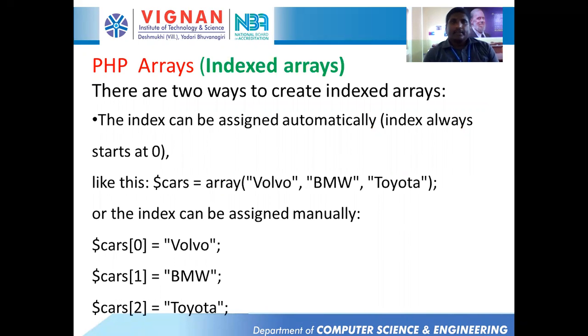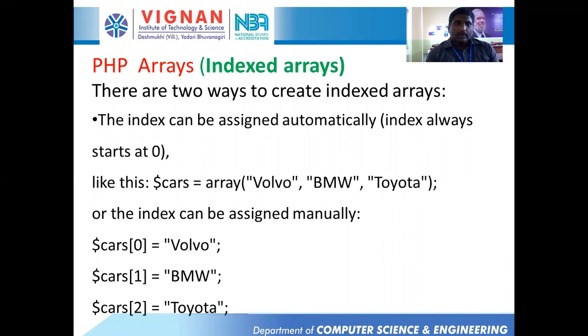Next, indexed array. See, there are two ways to create indexed arrays. One is where the index is assigned automatically. Index always starts from 0. So this is one method, that is $cars equal to array Volvo, BMW, Toyota. There are three string values. So here the index starts from 0, 1, 2. Index 0 contains Volvo, index 1 contains BMW, index 2 contains Toyota.